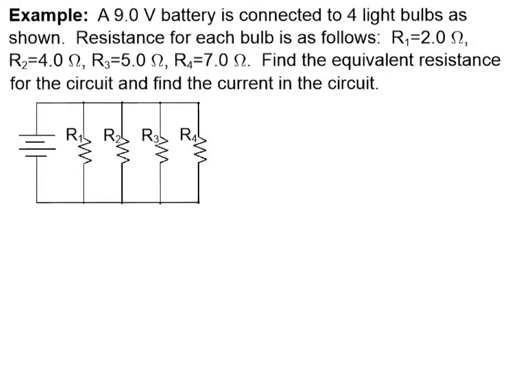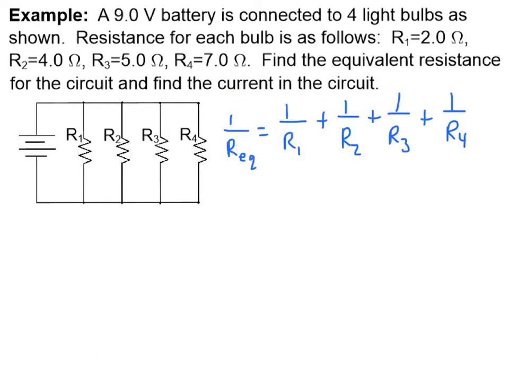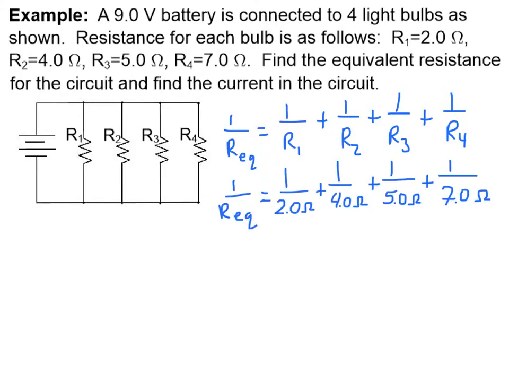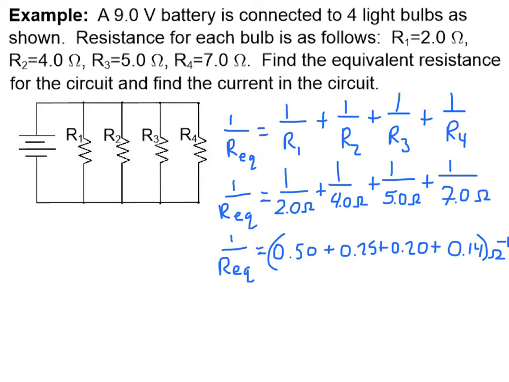So let's do an example for resistors in parallel. This is actually the same problem. We have a 9-volt battery. We have the same resistances in each of those resistors. And we want to find the equivalent resistance for the circuit and find the current. Now remember, for resistors in parallel, this is the equation we're going to use to find the equivalent resistance. I can plug those values in. I can go ahead and solve for all these fractions, and those are going to be in ohms to the -1. I could think about it also as over 1 ohm.